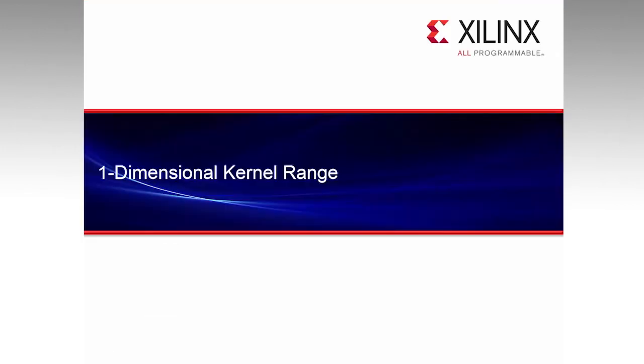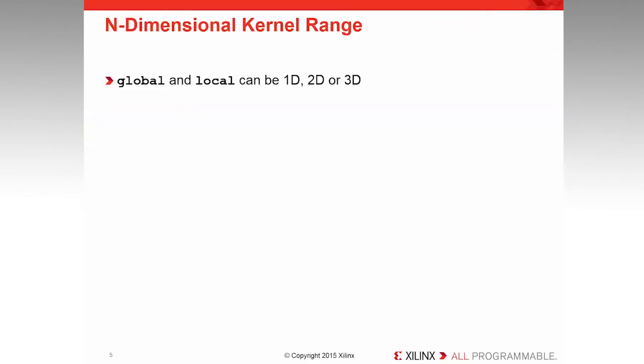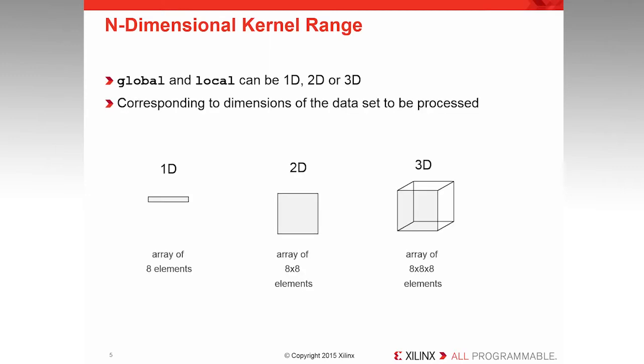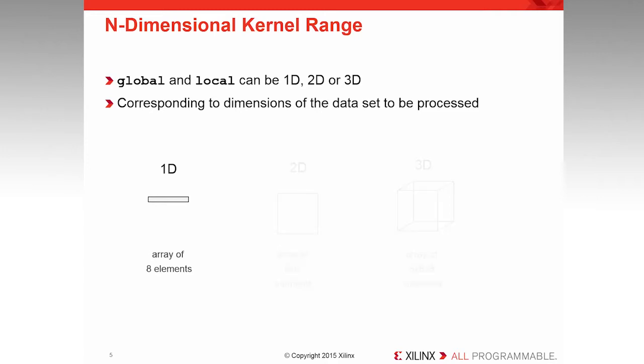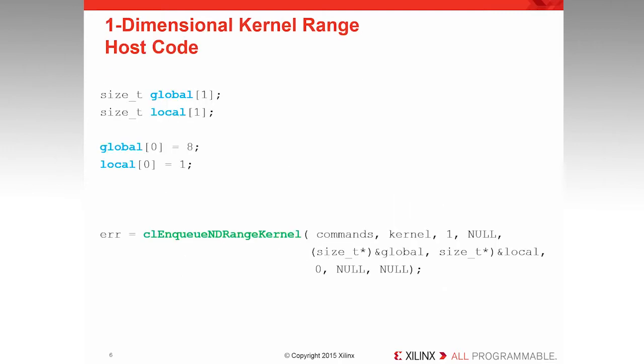One-dimensional kernel range. The global and local variables can be 1, 2, or 3-dimensional. Typically, the number of kernel range dimensions corresponds to the number of dimensions in the dataset or array to be computed by the kernel. A host code example of a one-dimensional kernel processing an 8-element array is shown next.